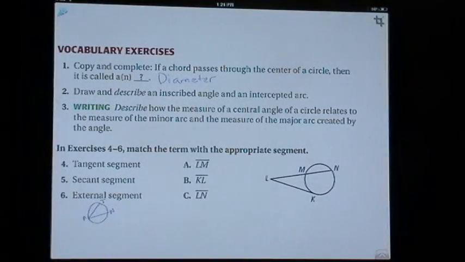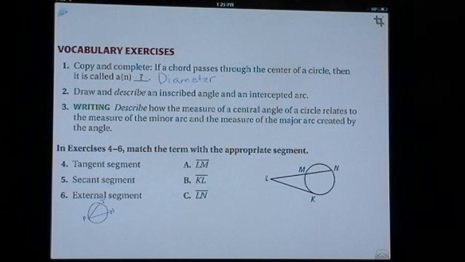Describe how the measure of a central angle in a circle relates to the measure of the minor arc and the measure of the major arc created by the angle. We're not going to be able to write that here, so you can look up the answers in the back of your book. Okay, match the term with the appropriate segment.